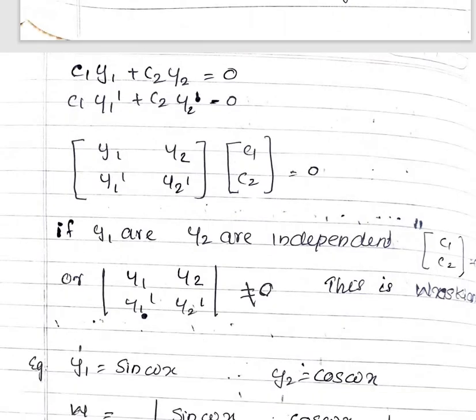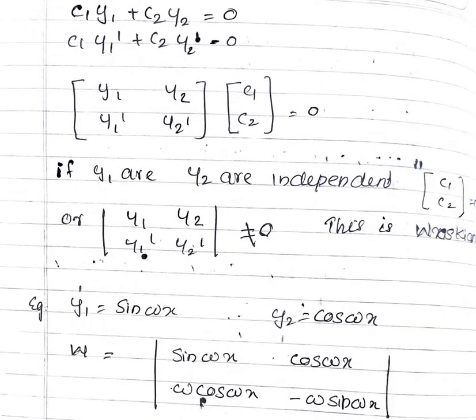So if y1 and y2 are independent, c1 and c2 are equal to 0. That means its determinant, y1 y2, y1 dash y2 dash, should not equal 0. This is known as the Wronskian.